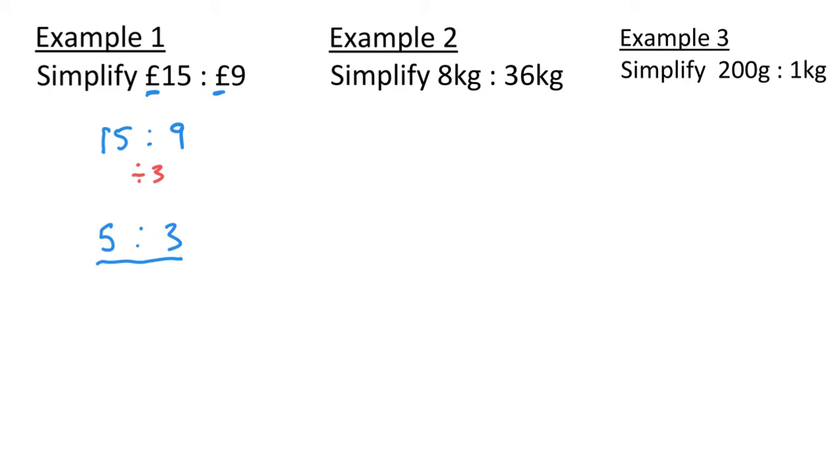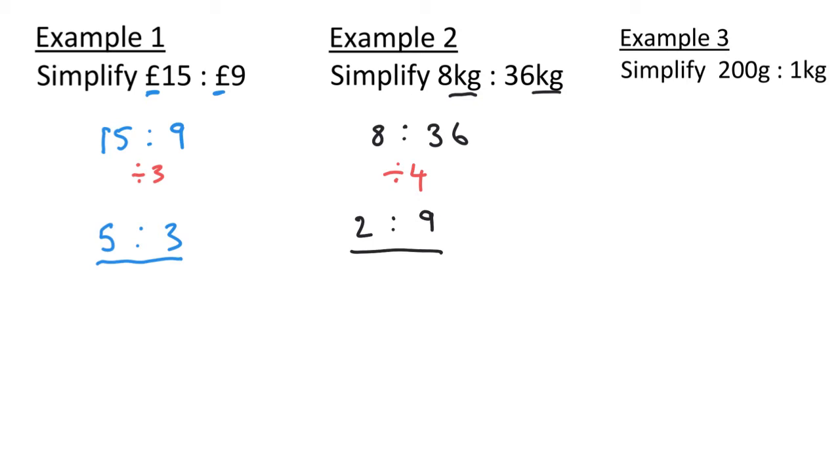Example 2, simplify 8 kilograms to 36 kilograms. Again, we can see the units are the same. So I'm going to rewrite the ratio without the units. So it's going to be 8 to 36. They each can be divided by 4. 8 divided by 4 gives us 2. 36 divided by 4 is 9. So then the ratio simplifies to 2 to 9. So 2 to 9 don't share any other factors other than 1. So that's it in its simplest form.